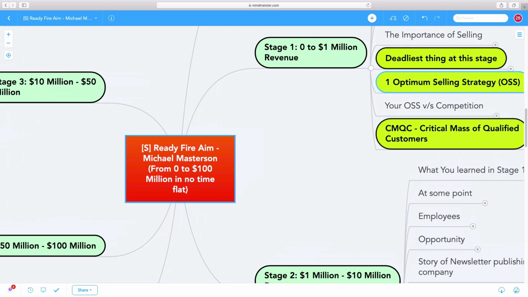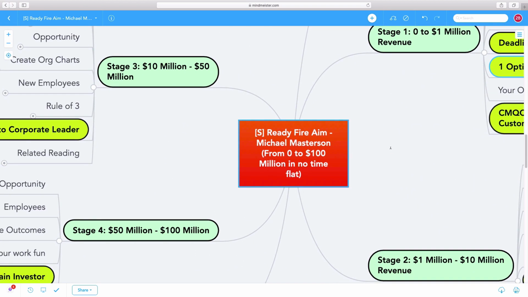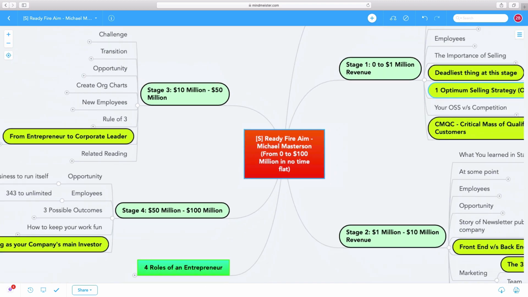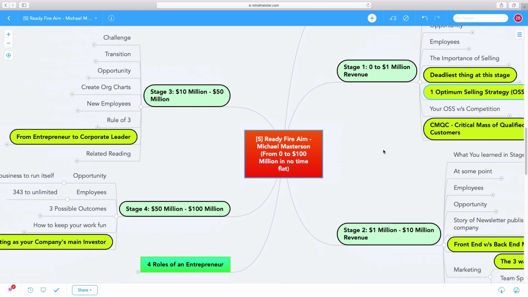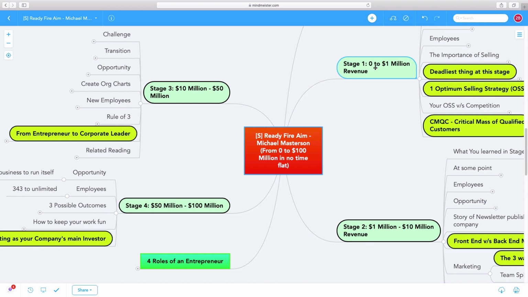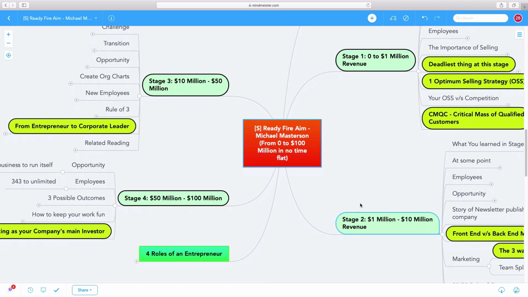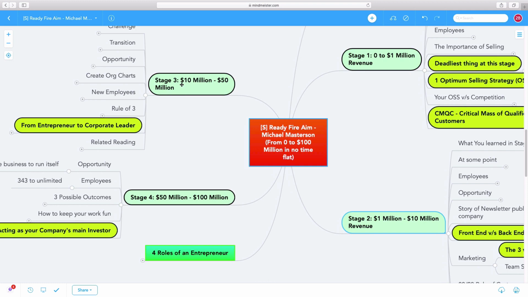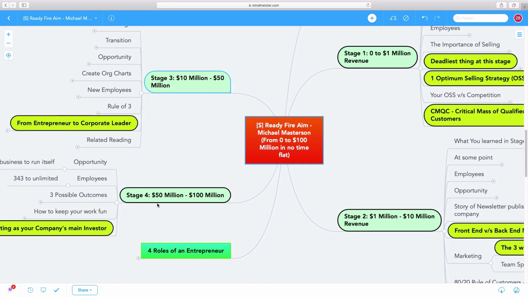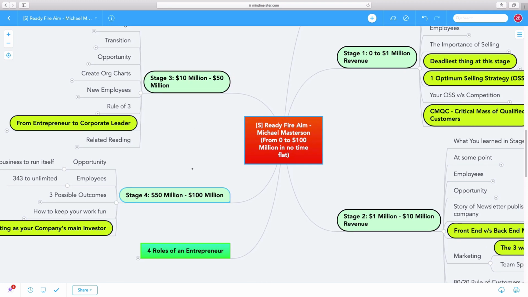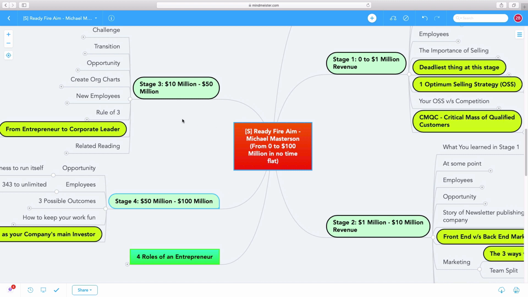Michael Masterson is a serial entrepreneur who's built multiple $100 million plus businesses. And in this book, Ready, Fire, Aim, he talks about the four stages of business growth. Stage one is 0 to $1 million. Stage two is $1 million to $10 million. Stage three is $10 million to $50 million. And stage four is $50 million to $100 million. He talks about all the different challenges and opportunities and what you need to do at each of these stages.